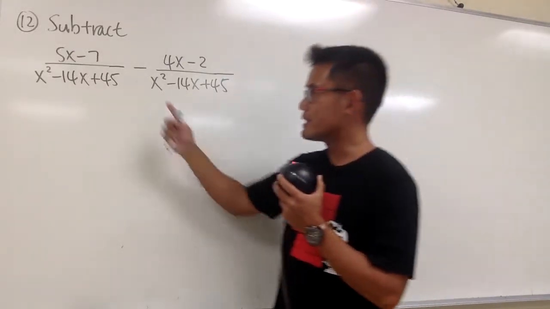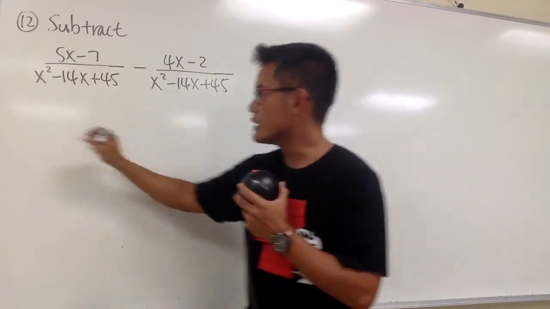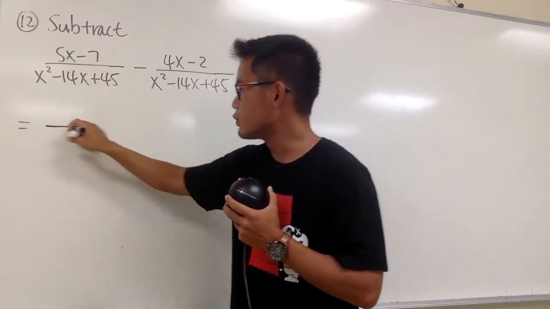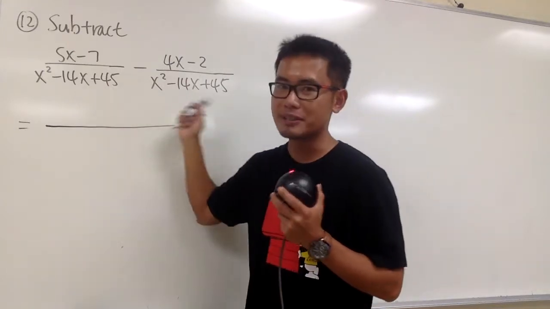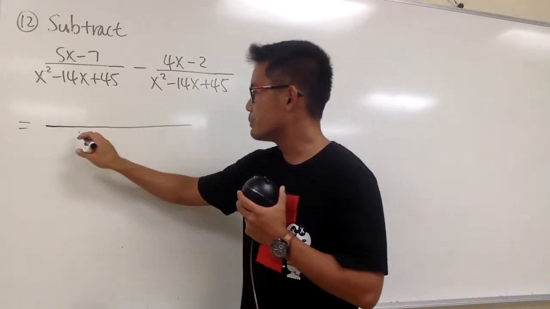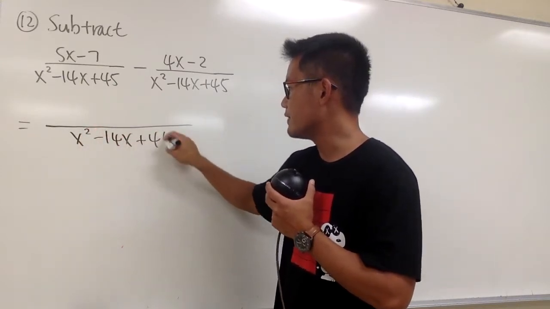Okay, for number 12, we'll be subtracting these two algebraic fractions, and you see that the bottoms are the same already, so let's go ahead and write them into just one big fraction. I'm not going to factor out anything yet, because the bottoms are the same already, okay? So let's put this down right here, x squared minus 14x plus 45.